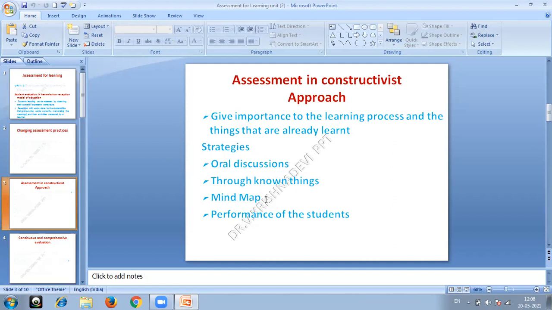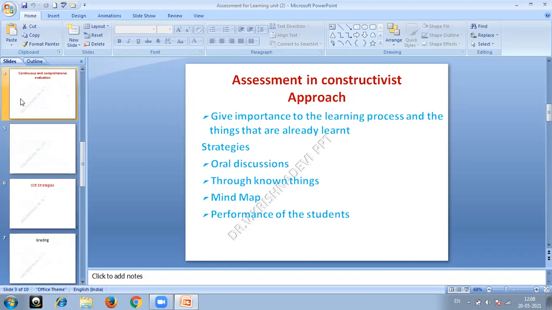Large content or big size of content will be divided into small mind maps and will be shortly written in mind maps. That is one of the skills that is very important to the assessment in constructivist approach, and measuring the performance of the students. So these are the strategies to be followed in assessment in constructivist approach.